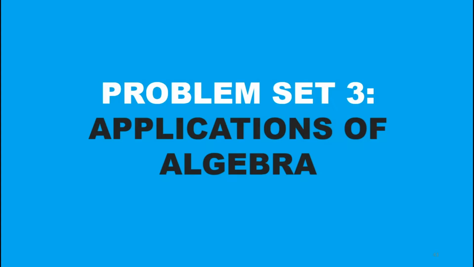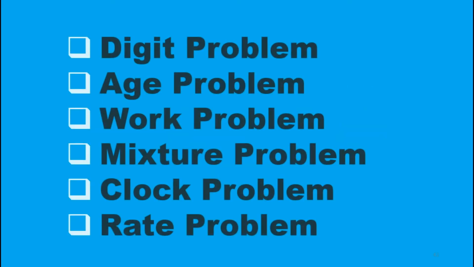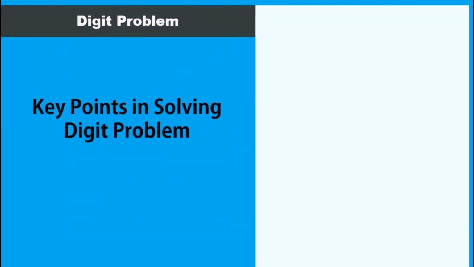Let's proceed to our next problem set. This is problem set number 3, the applications of algebra. So we have 6 applications of algebra in solving word problems: digit, age, work, mixture, clock, and rate problems. First up, let's proceed to the digit problem.